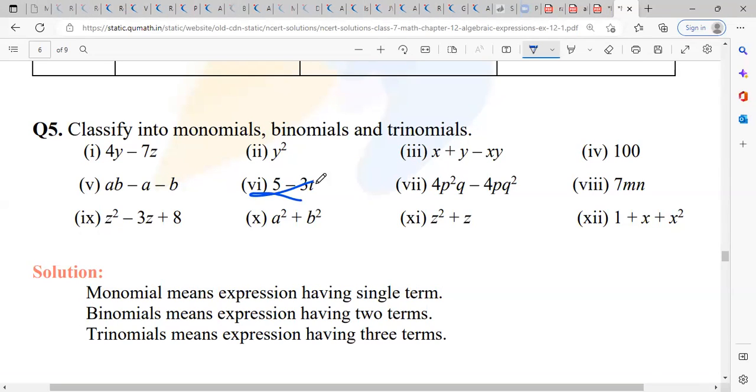Sixth one, monomial? Why? You have two terms now. See, 5 is also a term. Don't feel like that, it's not a term. It's also a term. So 5 and 3t. So it is binomial. Clear?